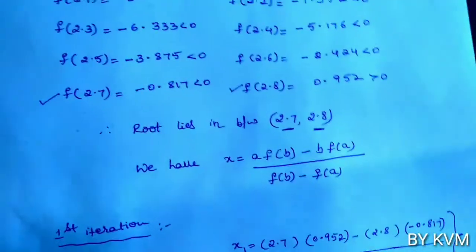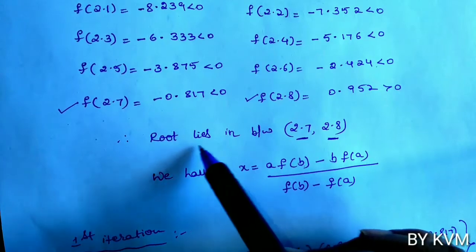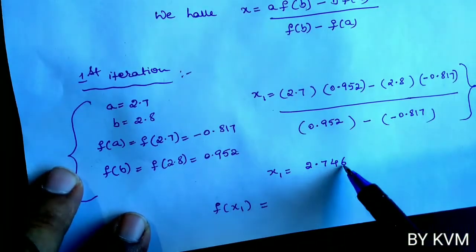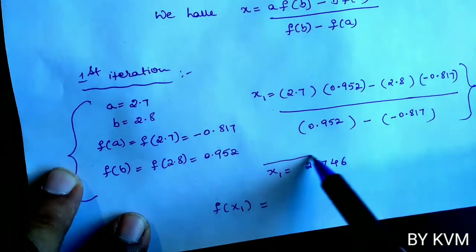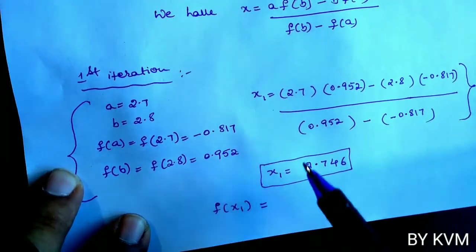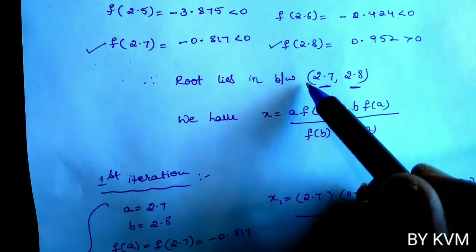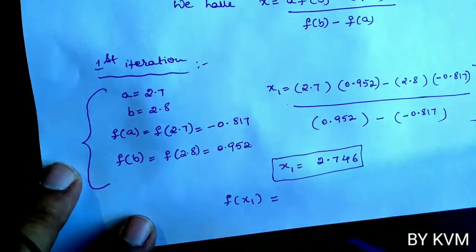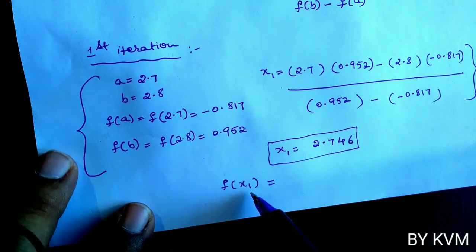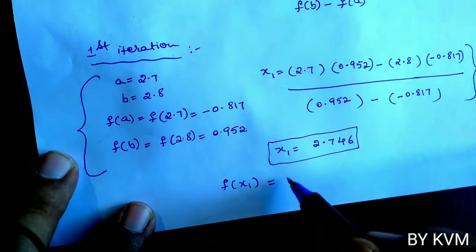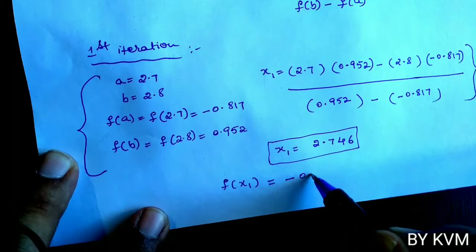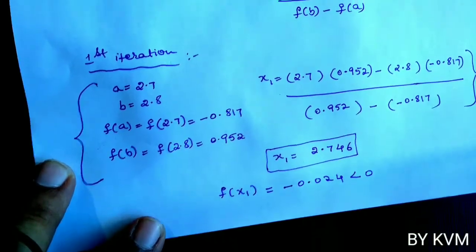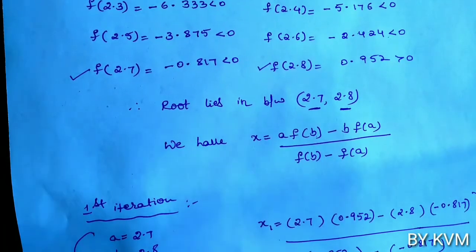You have to observe that the root lies in between 2.7 and 2.8, and the x1 value is 2.746, so it lies in between 2.7 and 2.8. Now we have to improve the accuracy of this root. So again find f of x1. What is f of x1? It is minus 0.024. Again this value is less than 0.